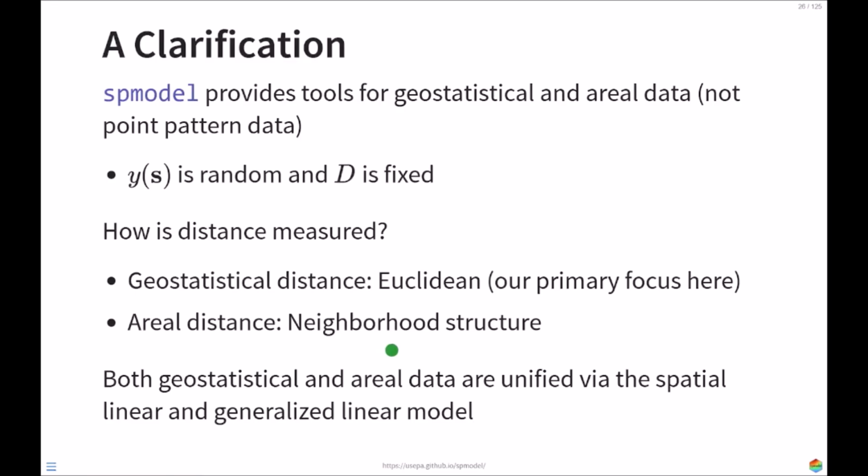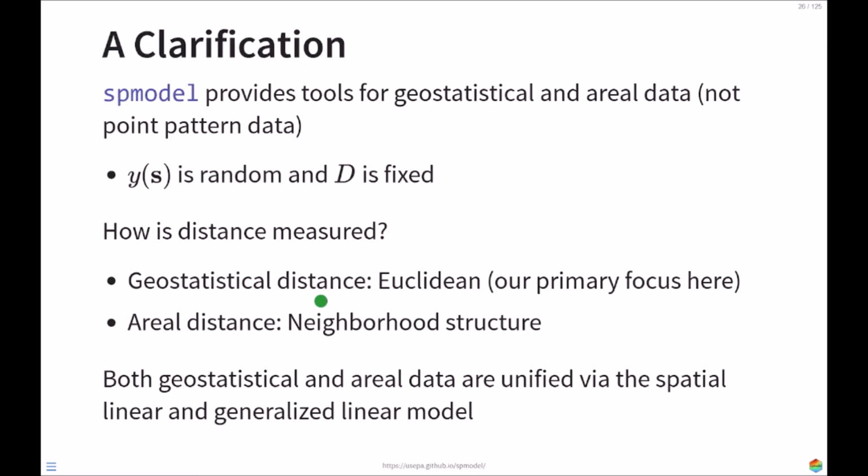So a clarification: spmodel provides tools for both geostatistical and areal data, not point pattern data. So this covers the scenarios where we're measuring a variable y of s and D is fixed. Because these types of data are different, we can think about distance differently in both of them. So how do we measure distance? This is a fundamental theme that we'll revisit.